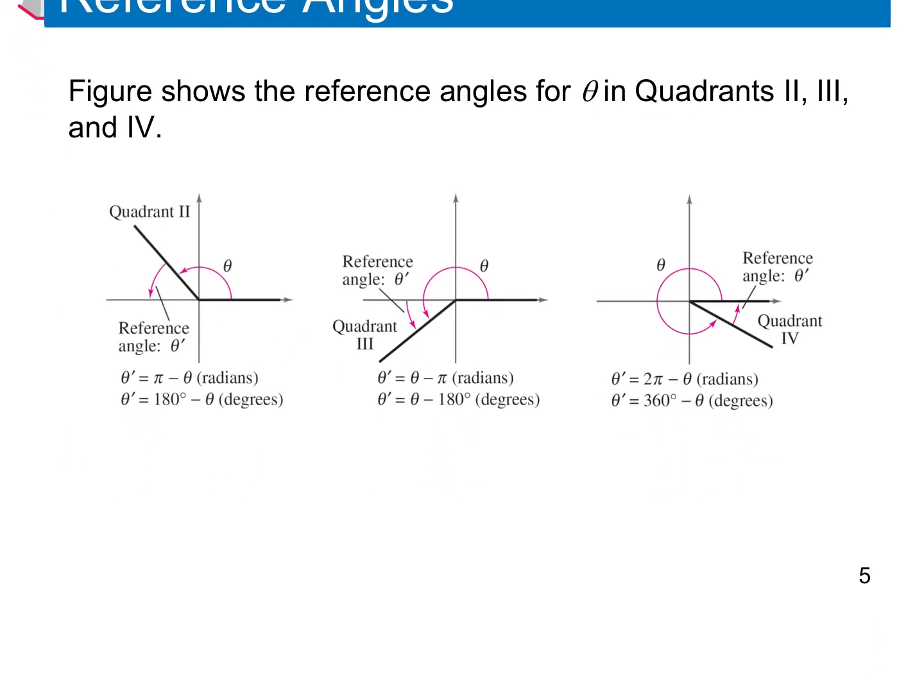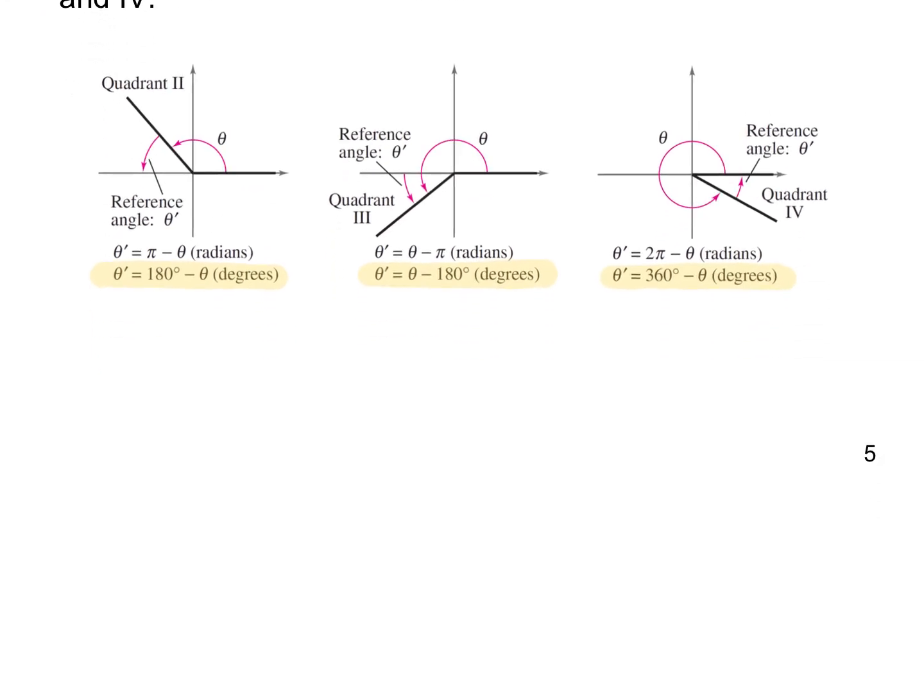So here are the 3 different formulas on how to find our reference angle. Which formula to use depends on which quadrant you're in. If you're in the second quadrant, you want to use this one. If you have degrees, 180 is the same thing as pi, so 180 minus theta would give you your reference angle. The third quadrant would be theta minus 180, and then the fourth quadrant would be 360 minus theta. So it depends on which quadrant you're in.